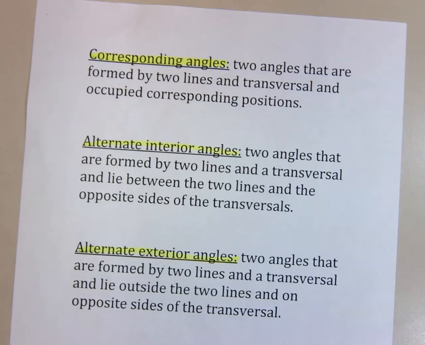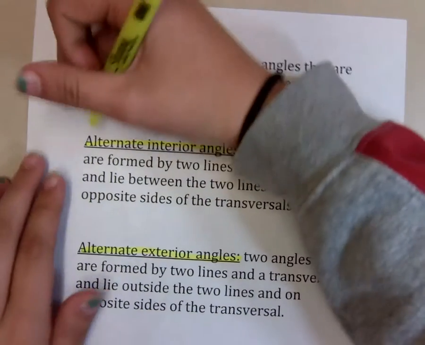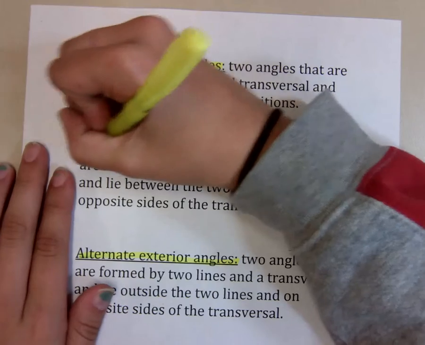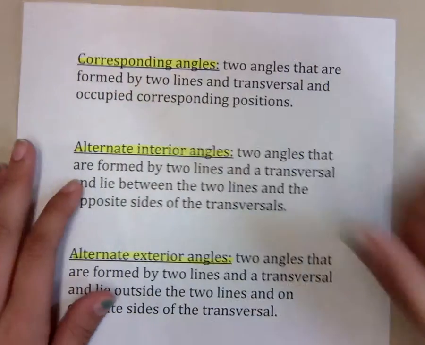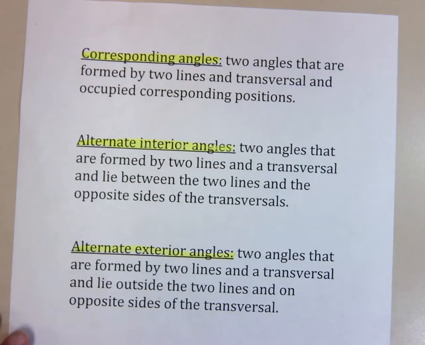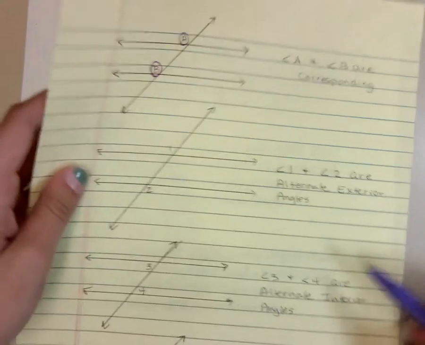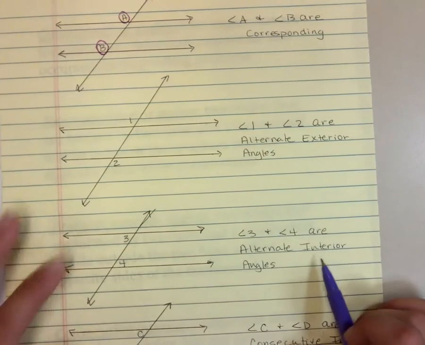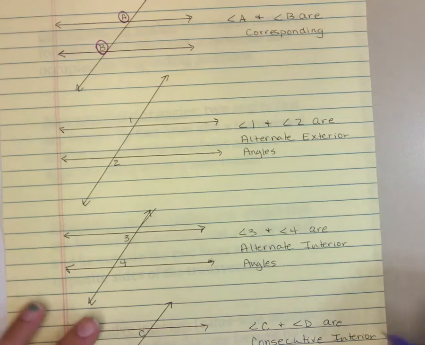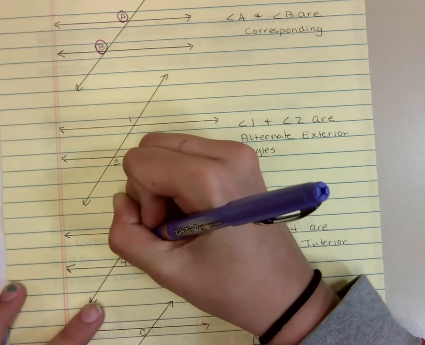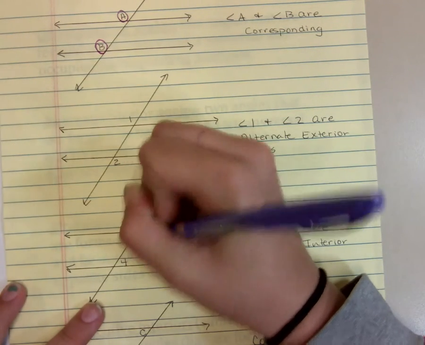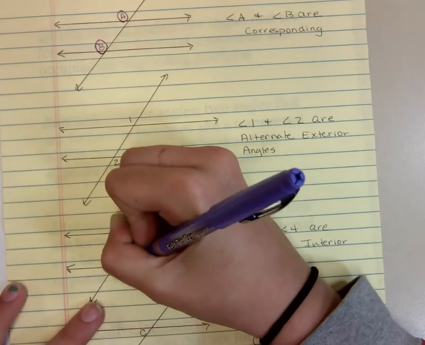And the next one we have is alternate interior angles, which are two angles that are formed by two lines and a transversal and lie between two lines and on opposite sides of the transversal. And that is right here. So it would be angles 3 and 4 because they're on the different sides of the transversal and they're on the interior.